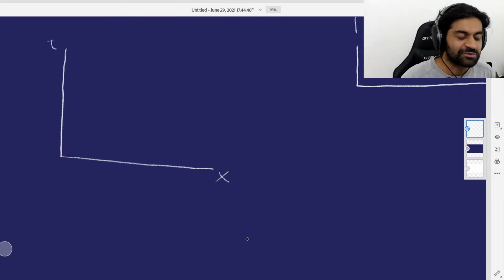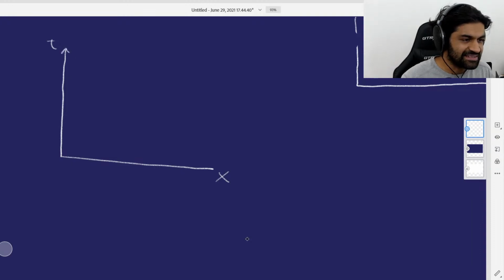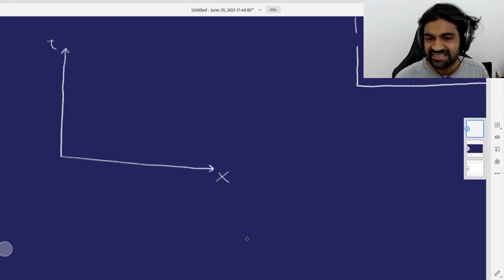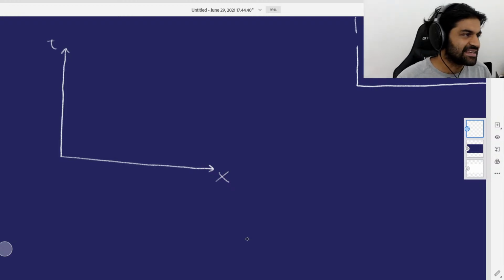If you have 3 spatial dimensions, you could have 7 spatial dimensions. I don't think the math would change at all. So just to make life a little bit easier and to avoid messiness, we're just going to consider the position of things on one axis, and this is time.